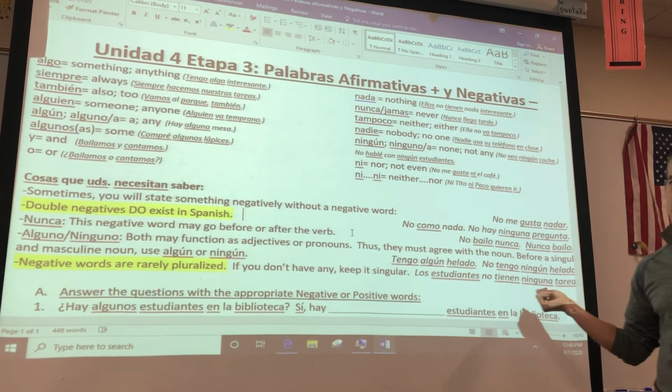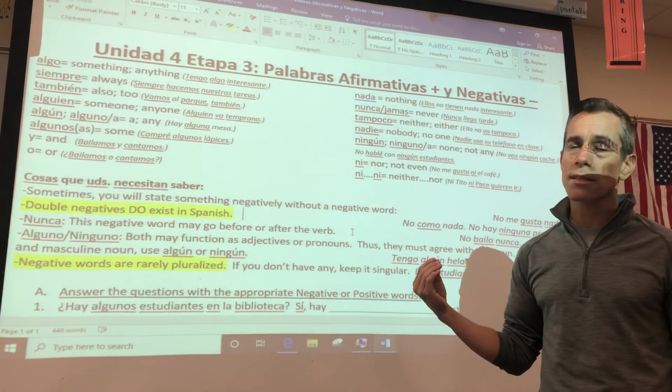And that's what you need to know about positive and negative words. Mainly just study them like a vocab word.